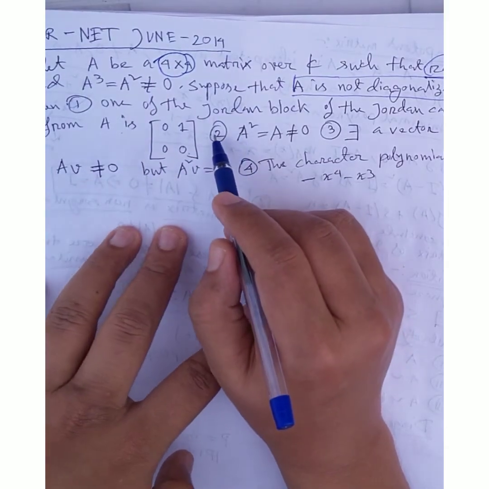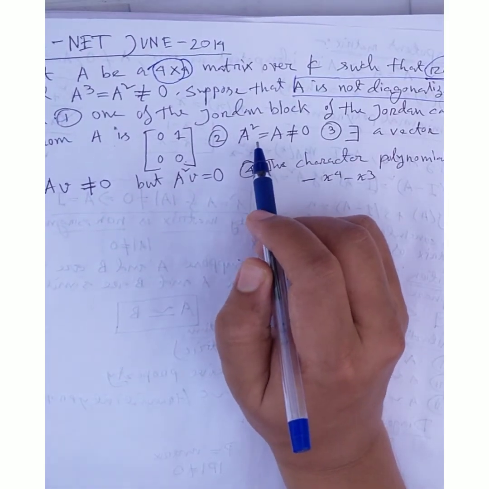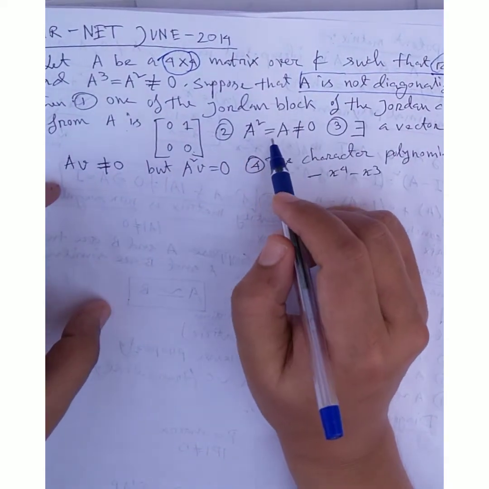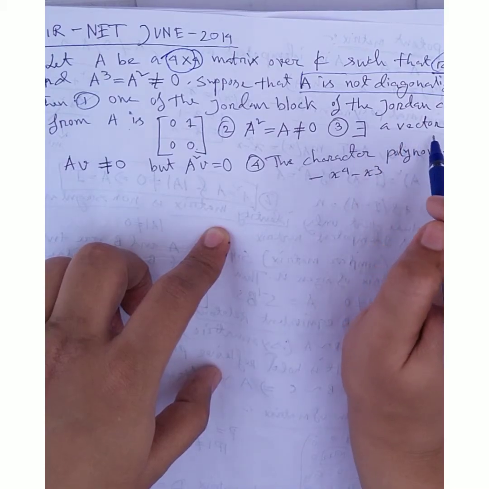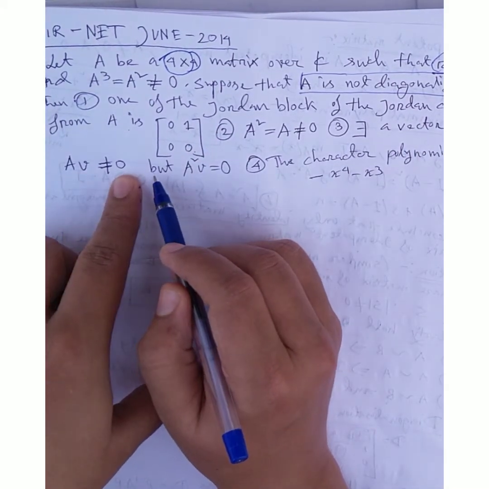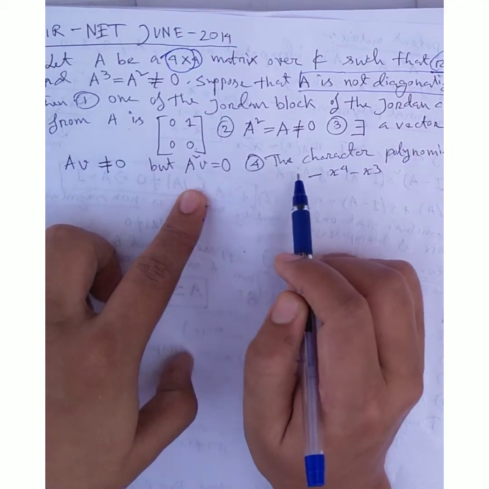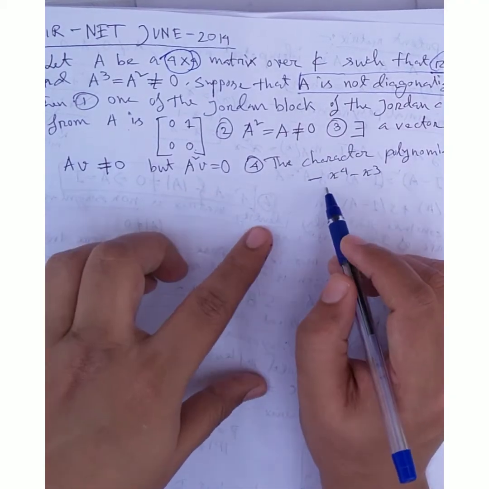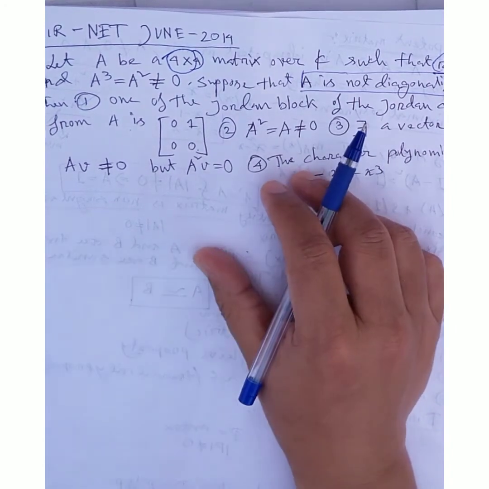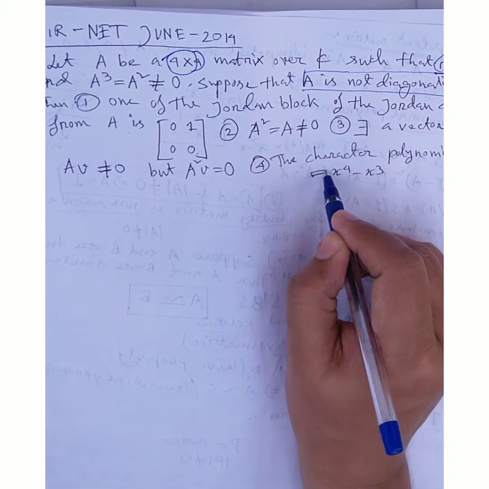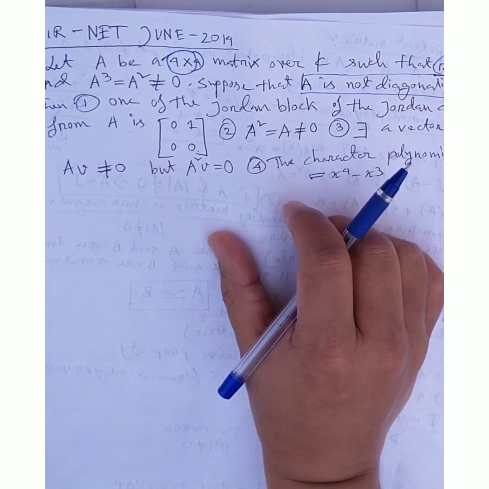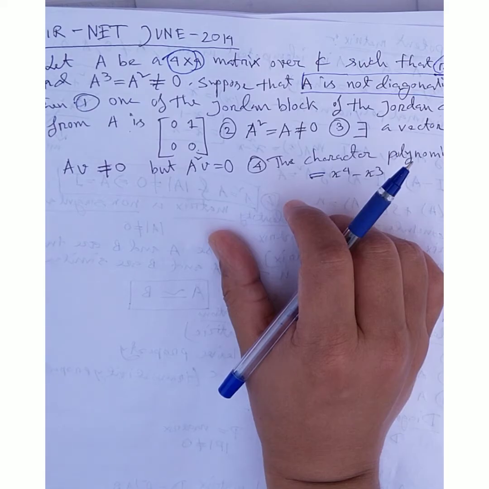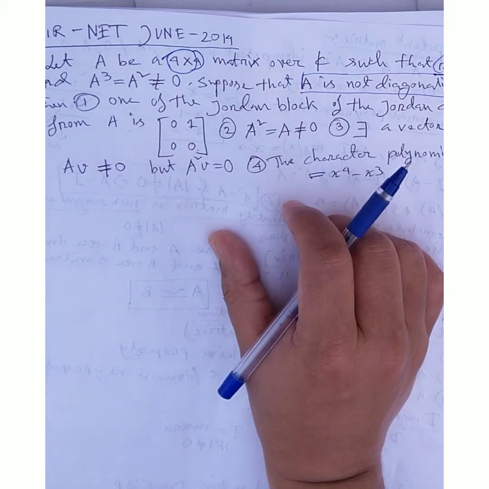Another option, number 2: A square is equal to A does not equal 0. Number 3: there exists a vector v such that Av does not equal 0 but A square v equals 0. The characteristic polynomial of A is x to the power 4 minus x cube. So friends, these are very conceptual questions. You need a lot of knowledge to solve them.